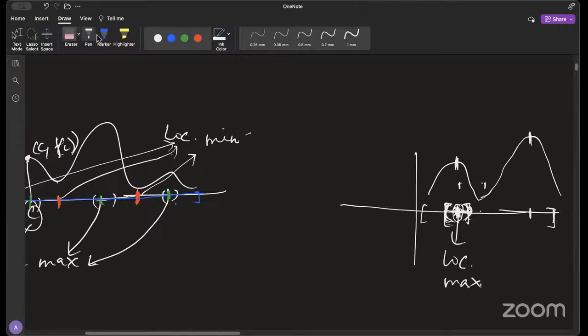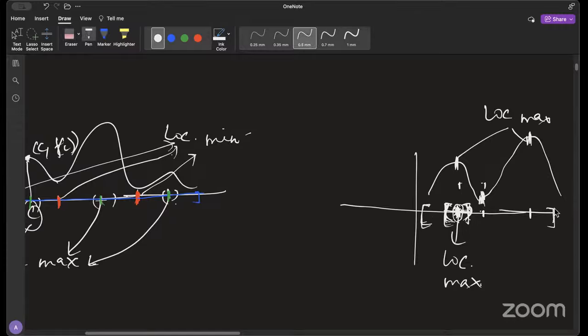We'll come to global maxima, but for now, both of these are local maxima. There won't be any local minima in this graph. You can find one interval here where the maximum value is attained at this point, right? There is only one local minima in this one graph. But if you have something like this, we'll come to this point.